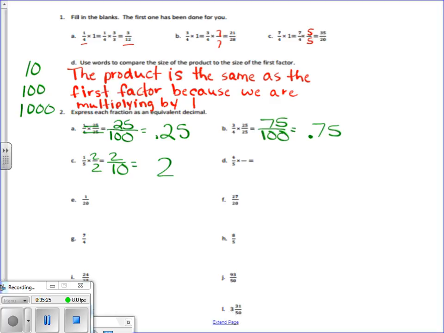So I start here, 1. It's not as hard as you think it is, is it? No.